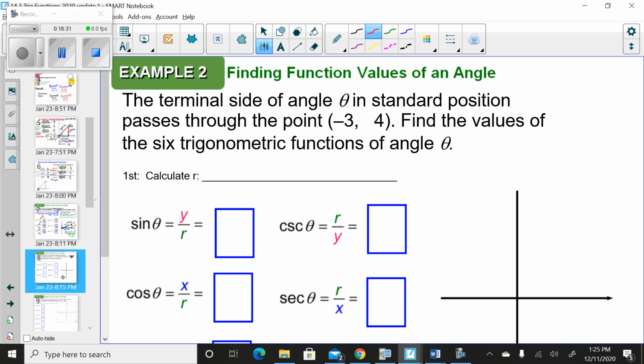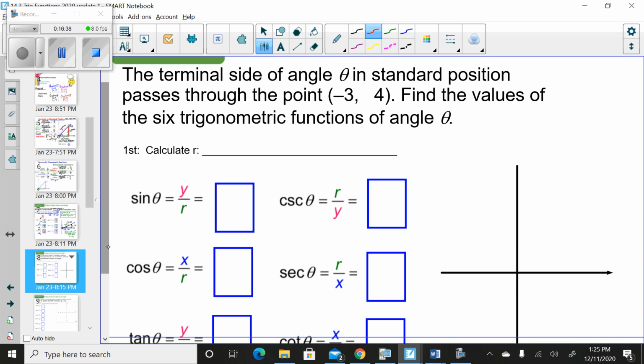All right, so we're going to take a look at a couple more. We want to talk about different quadrants, so we can talk about signs of things too, because it's not just about length, it's also about direction. All right, so it says the terminal side of your angle this time in standard position passes through the point -3, 4. So we're starting with our initial ray here, -3, 4.